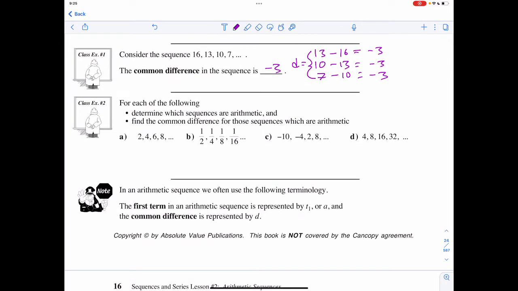For example 2, it says determine which sequences are arithmetic and find the common difference for those sequences which are arithmetic. So, for example A, I went from 2 to 4 to 6 to 8. The difference between 2 and 4 is 2. The difference between 4 and 6 is 2. The difference between 6 and 8 is 2. This is arithmetic, and the common difference is 2.